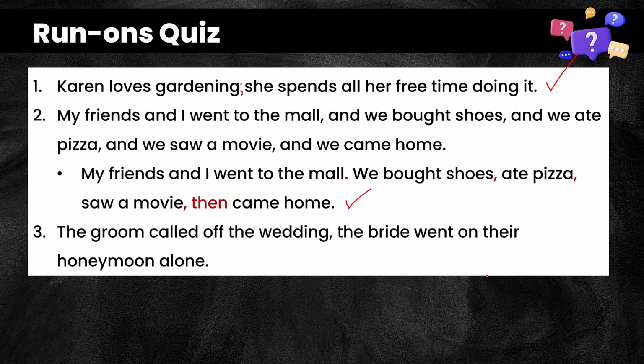And finally, number 3, the groom called off the wedding. The bride went on their honeymoon alone. Here we could just turn this into a semicolon. We could also split this into 2 sentences or add a comma plus a coordinating conjunction like the groom called off the wedding, so the bride went on their honeymoon or her honeymoon alone.